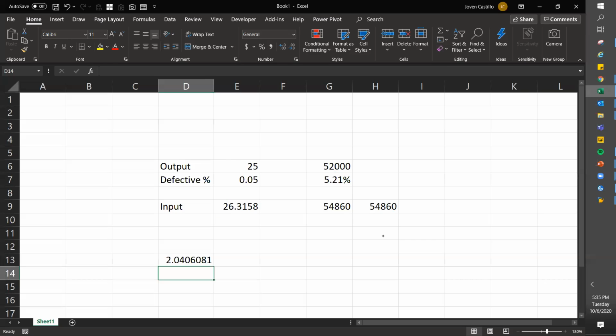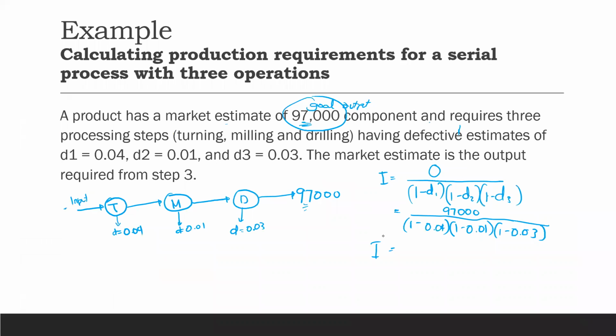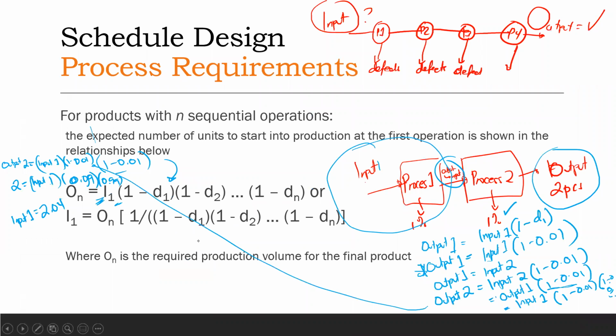Sir, pabalik nga po doon sa formula. Parang may isa pong one, itong 1 sa taas. Yes, i-multiply lang. Output all over 1 minus D1, 1 minus D2. Ayan. Okay.